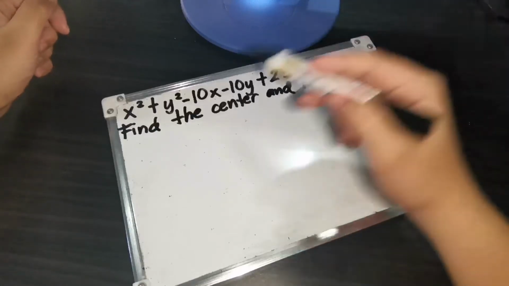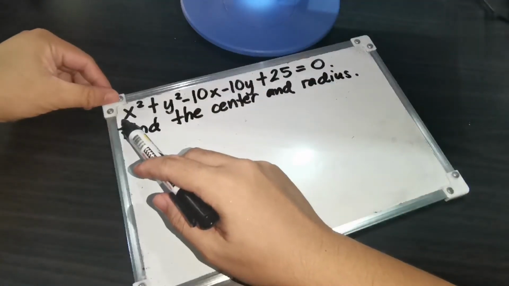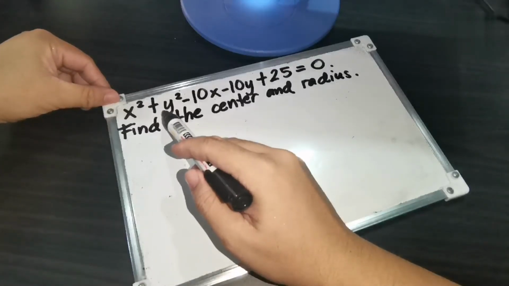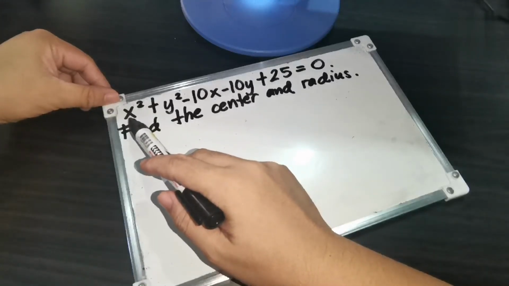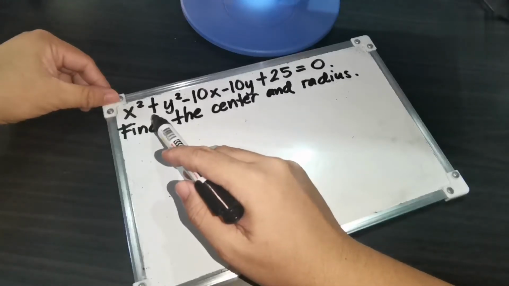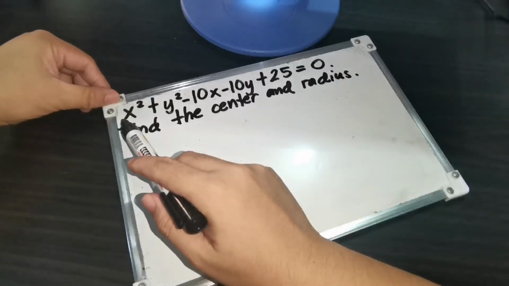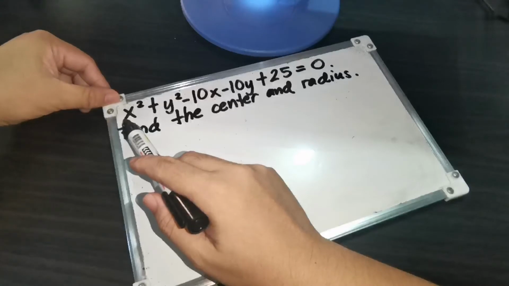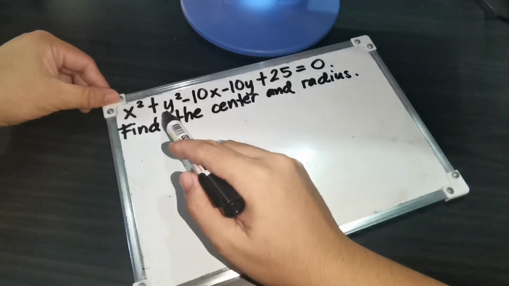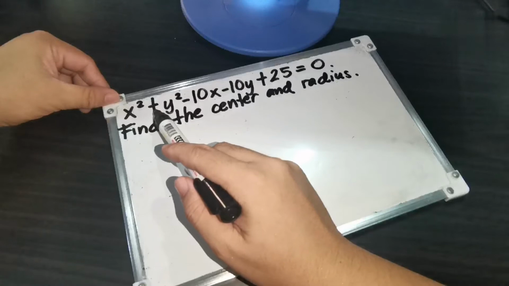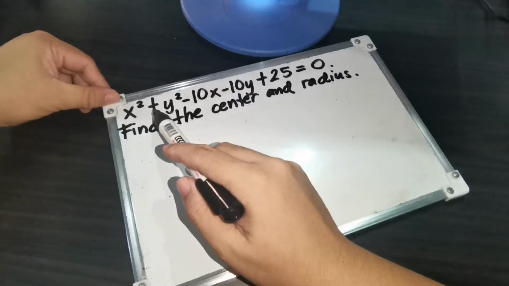First, if the numerical coefficient of your x is equal to the numerical coefficient of your y, and the operation between your x square and your y square is addition, then the given equation is an equation of a circle. Now, if the numerical coefficient of x square is not equal to the numerical coefficient of y square, and the operation between them is addition, then the given equation is an equation of an ellipse.